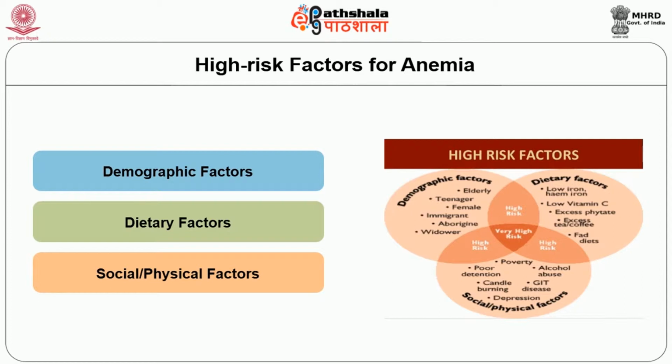Also the social and psychological factors are poverty, poor nutrition, and patients with depression, who will have decreased intake that leads to anemia. Some GIT diseases, such as acid peptic disease, where there is an ulcer in the stomach, or hemorrhoids, that is piles, are responsible for anemia. Alcohol abuse also causes anemia.